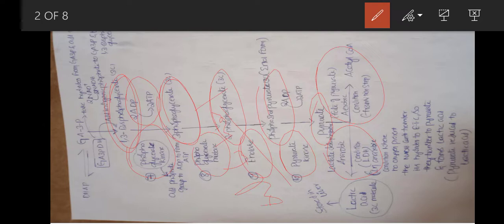So it will facilitate the conversion of NAD plus to NADH. I did not write that one. Generally, if you get dehydrogenase steps, NAD plus will convert to NADH, or FAD will be converted to FADH2, or NADP plus will be converted to NADPH.